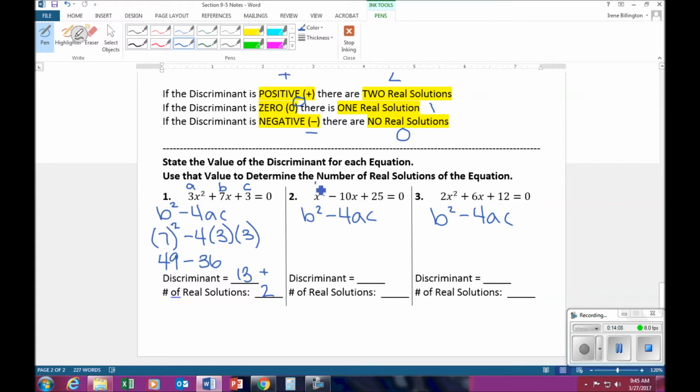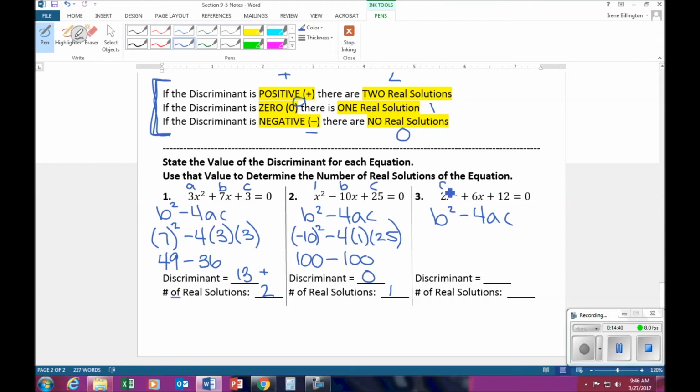Let's look at example 2. A is 1, B is negative 10, C is 25. So I have negative 10 squared minus 4 times 1 times 25. Use your calculator or do it mentally. Mentally, we've got 100 minus 100. 4 times 1 is 1 times 25. 4 times 1 is 4 times 25 is 100. 100 minus 100 is 0. My discriminant is 0, meaning there is 1 solution. That is based off of what we just said right here.